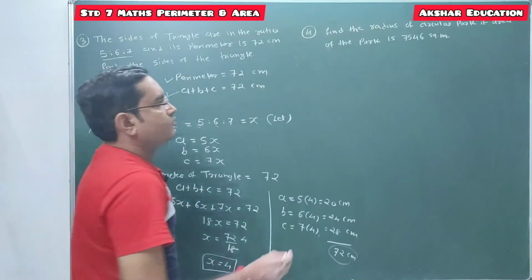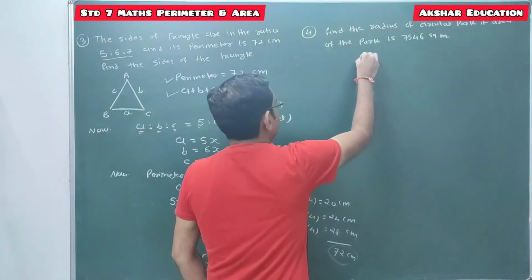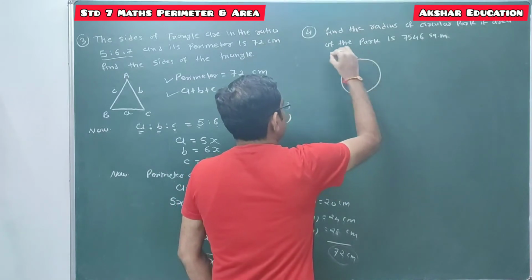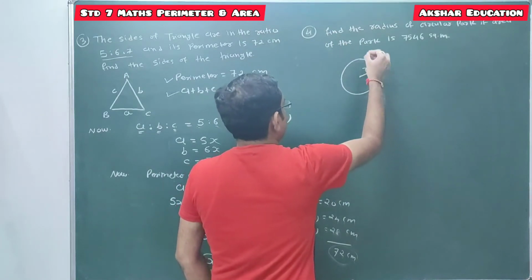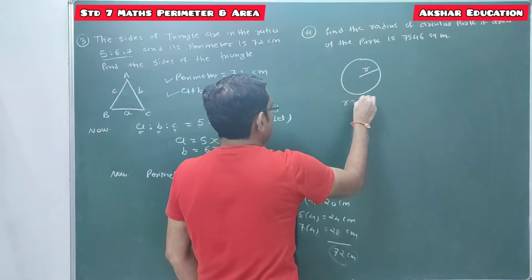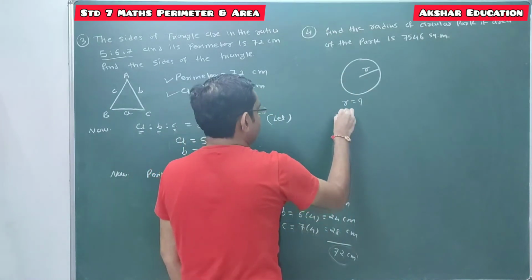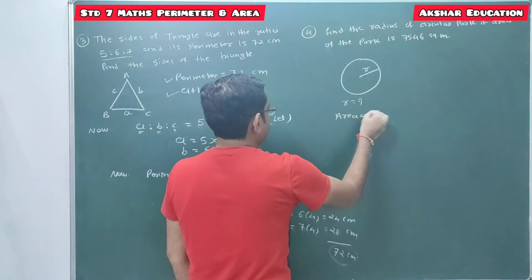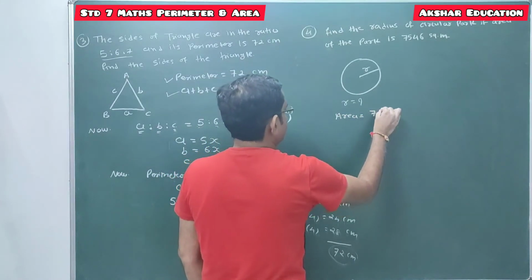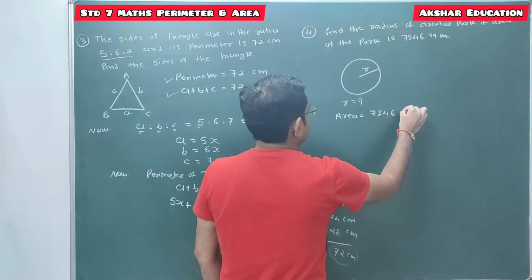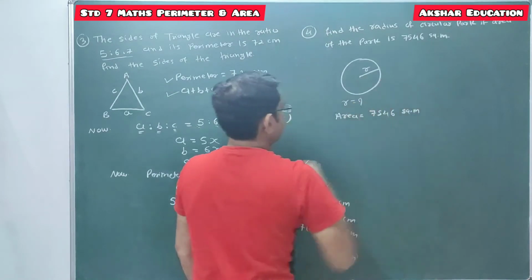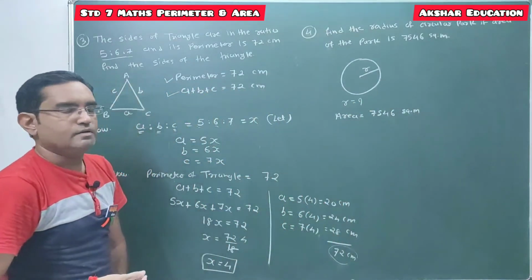So find the radius of circular park. This is our circular park with radius r. So here you have to find the radius of the circular park. If area of the park is given, area of the park is 7546 square meter. Simple sum is there.